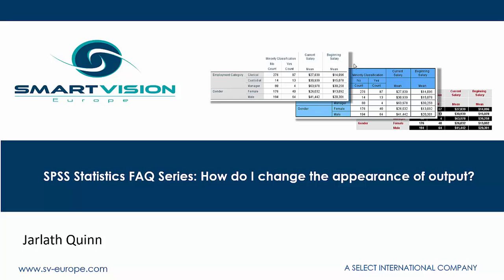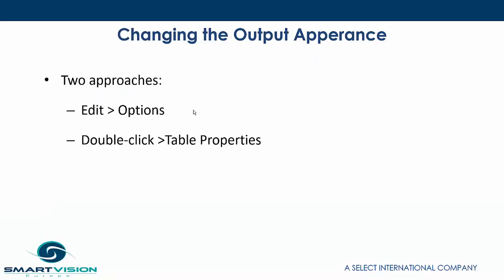Another frequently asked question is, how do I change the appearance of the output in SPSS Statistics? That's the table's output. And it turns out there are two ways we can do this. We can either go to Edit Options and choose a different table look from the menu of table looks that ship with the software, or alternatively we can double click on a table and edit the properties ourselves, and then if we want we can save that away as a default table look to use again in the future.